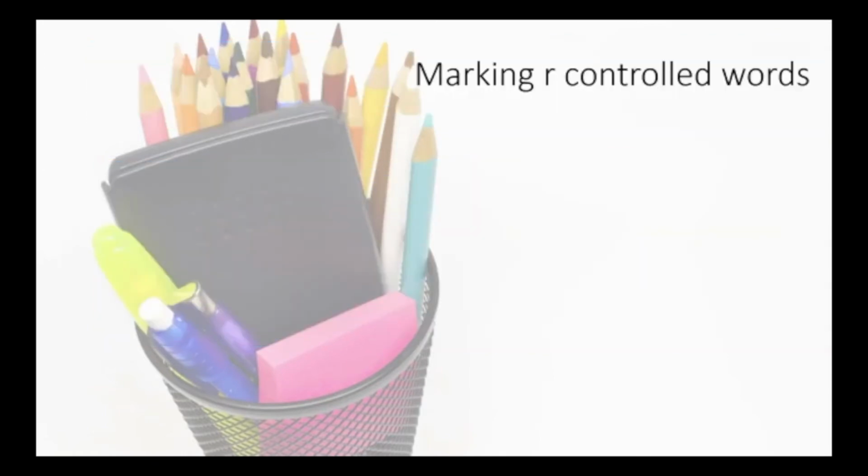We're going to take some time to mark some R-controlled words together. I'm going to start with the word north. And I want you to notice that the first thing I do is I mark that this word is one syllable. And I notice because of the OR that it's an R-controlled syllable. So I'm going to mark it with the R underneath to represent R-controlled, and I'm going to circle the pattern that's R-controlled.